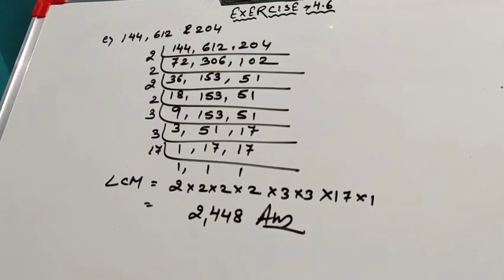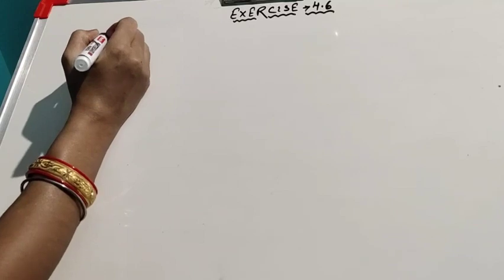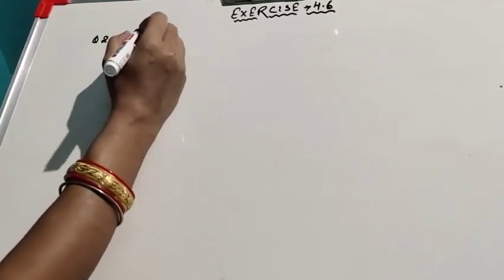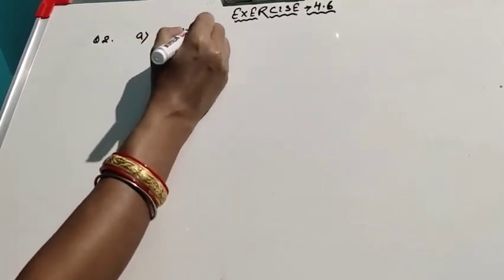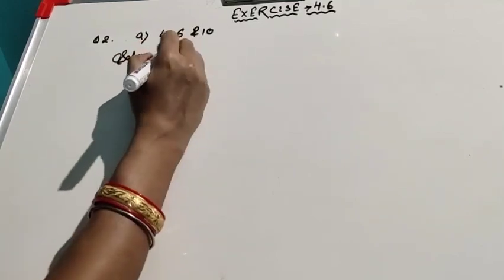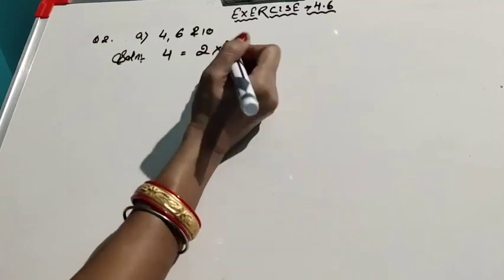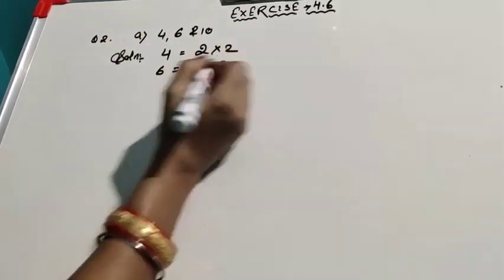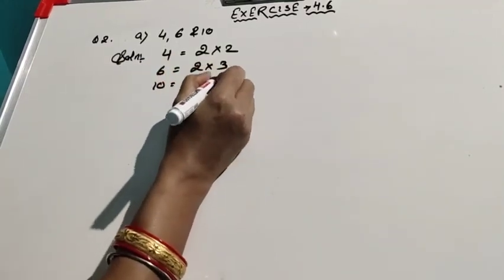Next question, question number 2. Find the LCM of the following numbers using the prime factorization method. Question number 2, A: the numbers are 4, 6 and 10. Solution: 4 is 2 multiply with 2, 6 is 2 multiply with 3, and 10 is 2 multiply with 5.